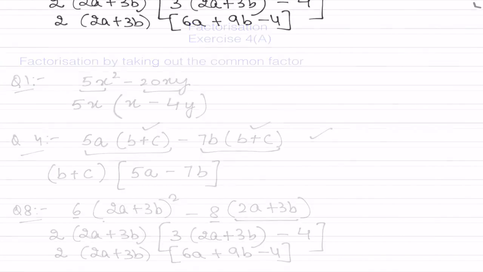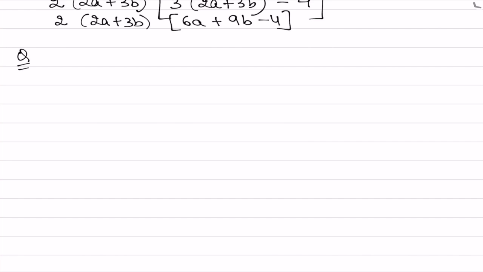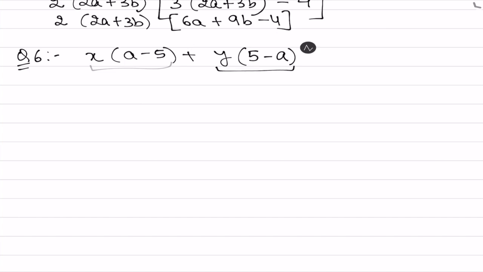I'll take one more example, question number 6: x into a minus 5 plus y into 5 minus a. Now see in this question, children, what is common in both the terms? It's a minus 5, but in the second term it's 5 minus a. They have opposite signs. If we have to make it a minus 5, we will take out the negative sign common. So x into a minus 5 plus, here I'll take out the negative sign common, so it becomes minus y into a minus 5.